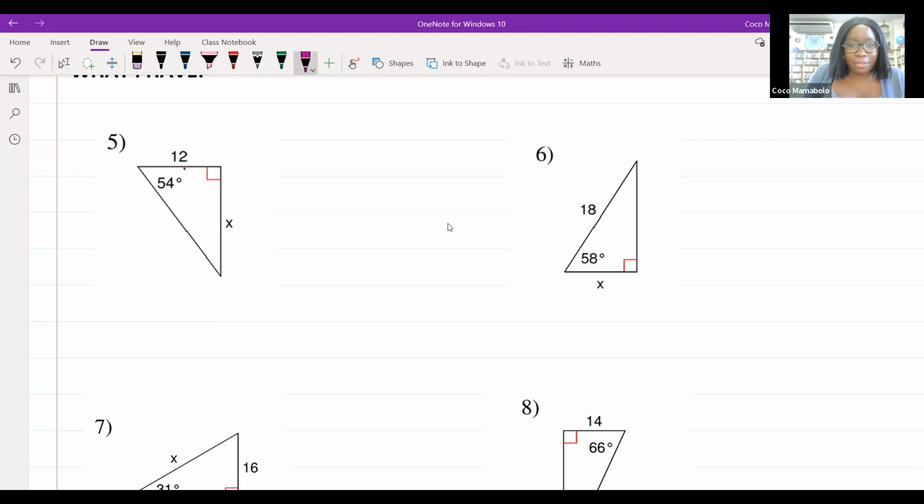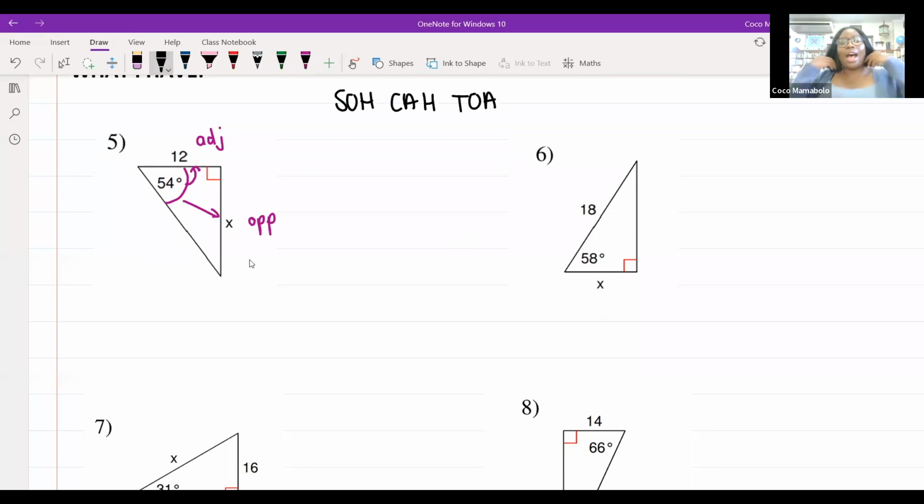Now I've got 54 degrees over here. And this angle right here, what do we call this side right next to my 54-degree angle? Adjacent. Excellent. It's my adjacent side. And x is my opposite side. Now, I'm going to rewrite this up top here for you guys. SOHCAHTOA.